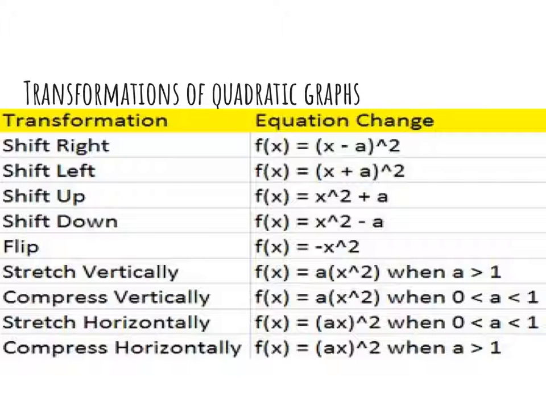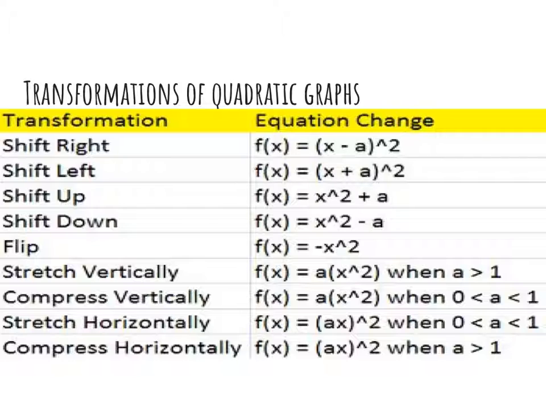So the next thing we're going to do is we're going to be graphing these in vertex form. And just a reminder of how we did transformations back in a previous chapter, we can shift it left or right by adding or subtracting inside the parentheses. We can shift it up or down by adding or subtracting outside the parentheses. To flip the whole equation upside down, we make it a negative.